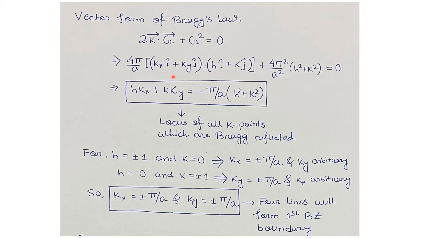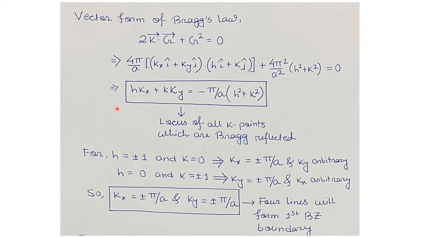Now we'll perform the dot product here. It will give Kx i cap dot product with h i cap will give h Kx, but this Kx i cap dot product with k j cap here will give 0 because i and j are unit vectors orthogonal to each other. Similarly, Ky j cap dot product with h i cap will give 0, but the Ky j cap dot product with k j cap will give k Ky. So after some rearrangements, we'll get this equation: h Kx plus k Ky equals minus pi by a times (h square plus k square). Here h and k are the integers.